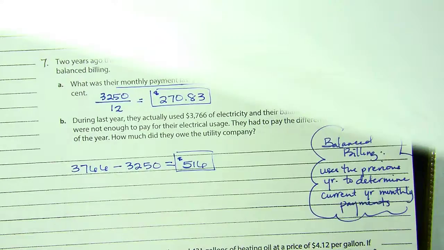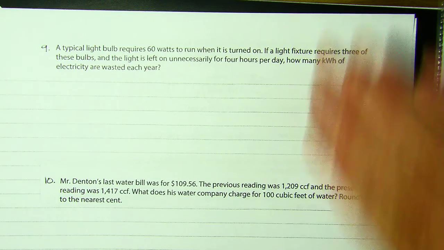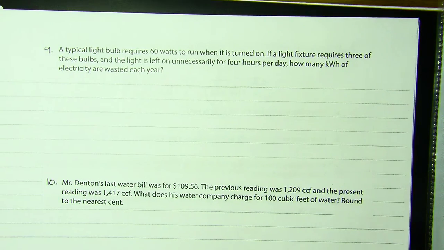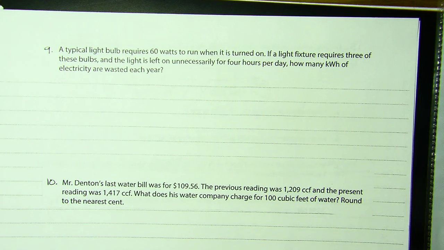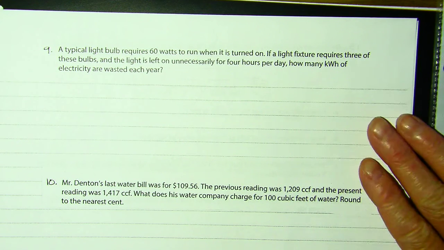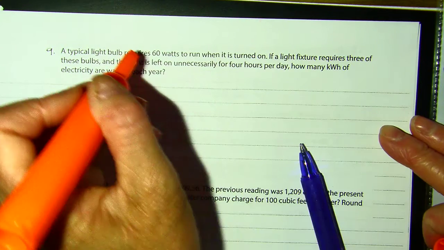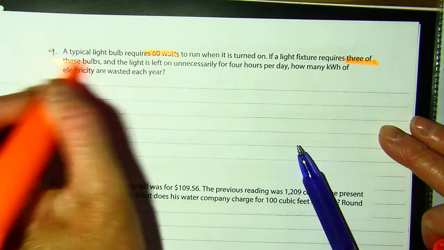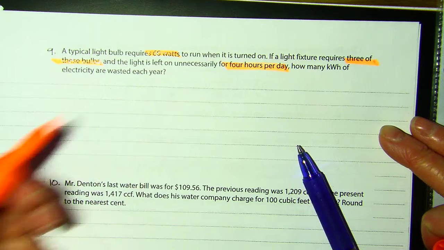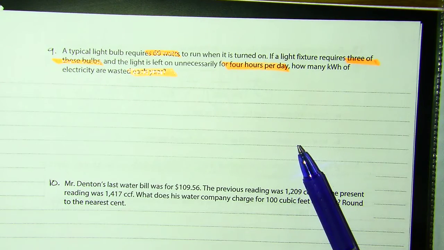Next, a light bulb requires 60 watts to run when it's turned on. If a light fixture requires 3 of these bulbs, so 60 watts, 3 of these bulbs, it's left on for 4 hours per day. How much is wasted each year?